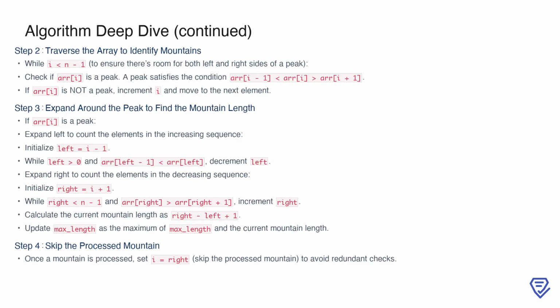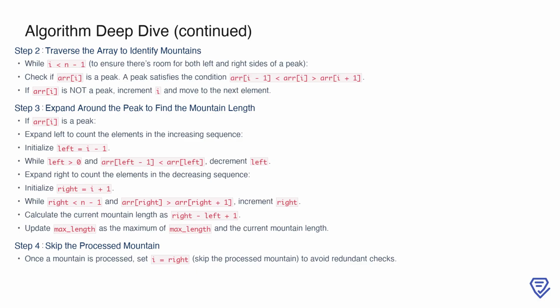However, if i is a peak, we then expand outward to determine the full length of the mountain. To do this, we first expand to the left to count the increasing sequence. Starting with left equals i-1, we move backward as long as arr[left-1] is less than arr[left]. Similarly, we expand to the right to count the decreasing sequence. Starting with right equals i+1, we increment right while arr[right] is greater than arr[right+1].